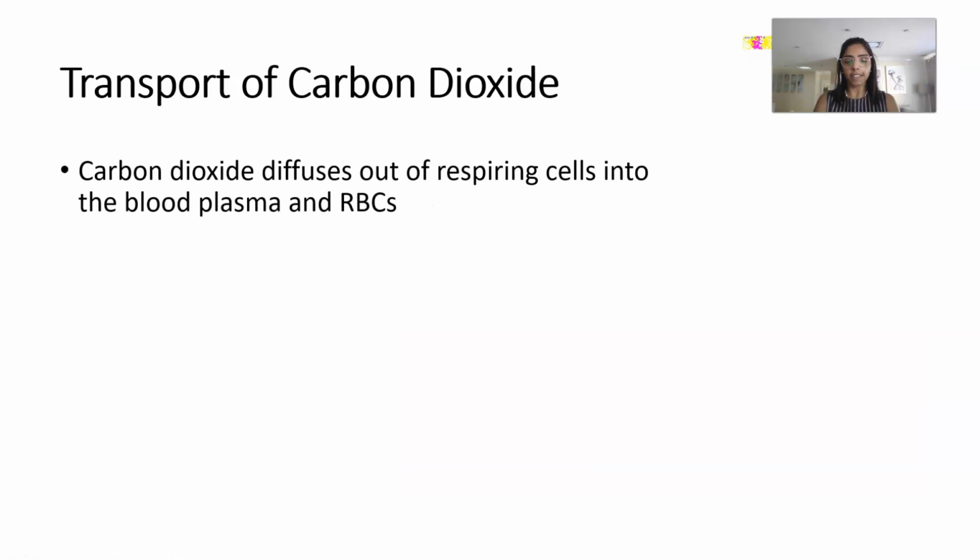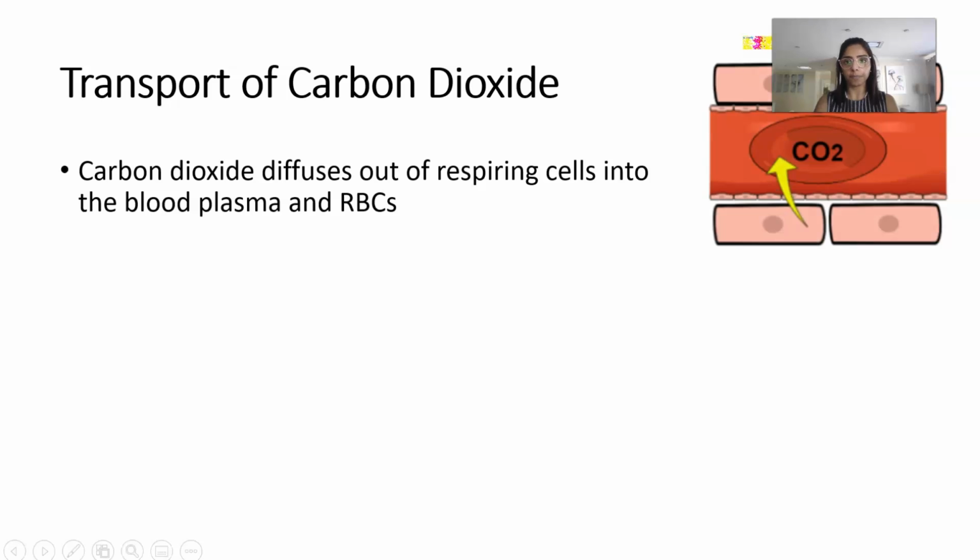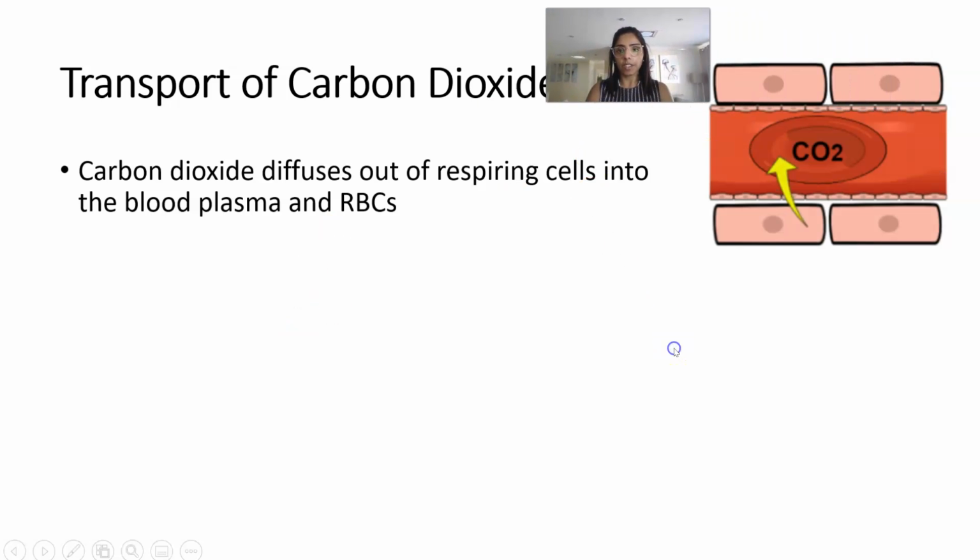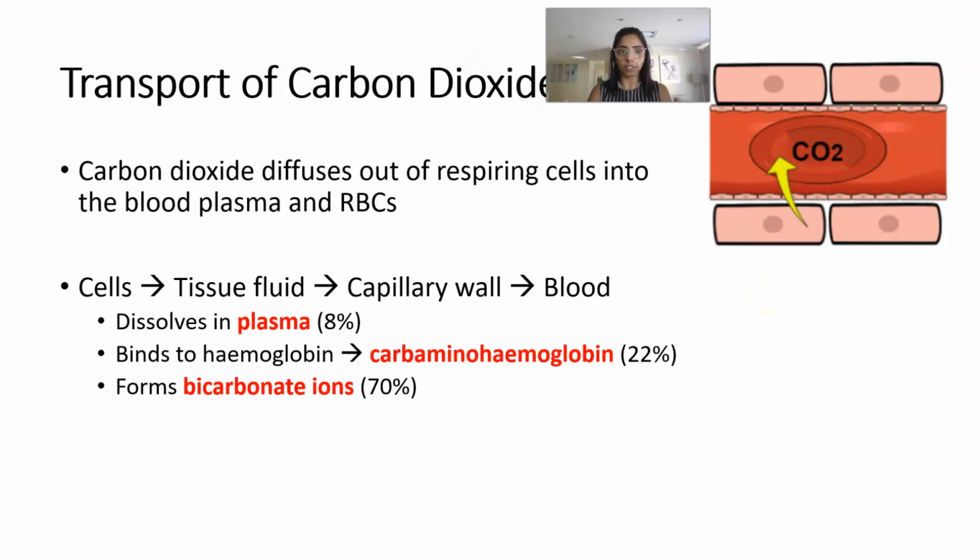Now, carbon dioxide will eventually diffuse out of the alveoli as carbon dioxide gas, not as bicarbonate ions, but it has to get to the alveoli first. So the respiring tissue will produce carbon dioxide. This will diffuse from a high concentration in the cells to a lower concentration into the red blood cells, and this forms carbaminohemoglobin. Remembering, about 8% of that carbon dioxide will go into the blood plasma, and about 70% will form bicarbonate ions. Now, it's important that you remember these percentages.